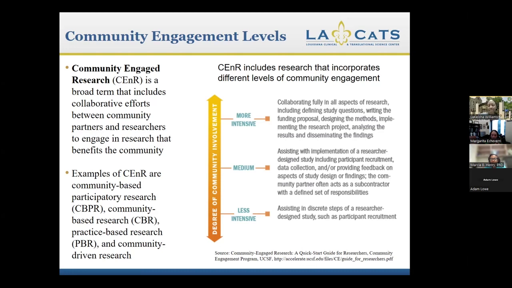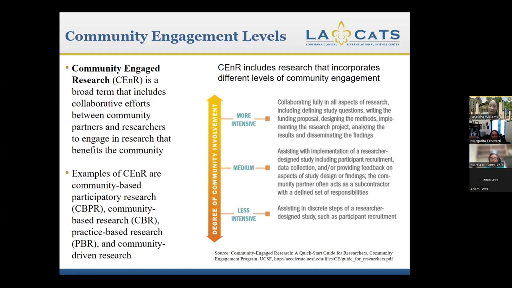When we look at the last level, which is involving the community on a more intensive level, we're seeing that the community is fully collaborating in all aspects of the research. They are developing the study question. They are coming to the community advisory board with the topic, with the idea, and the researcher is also coming to that community advisory board with the research, with the topic, with the idea.